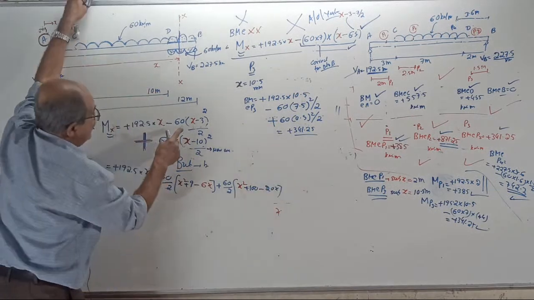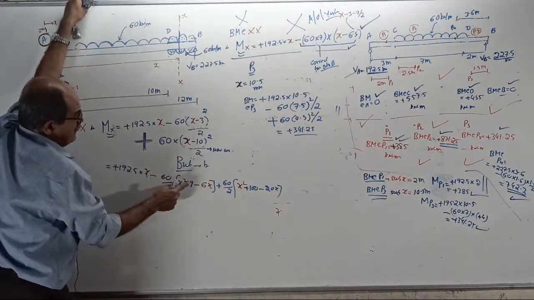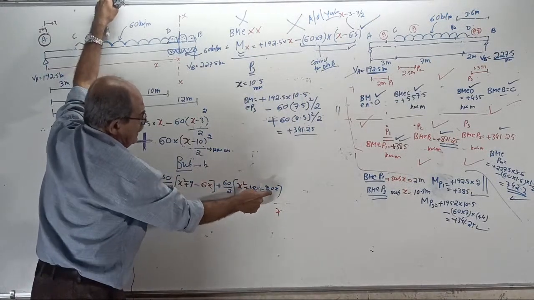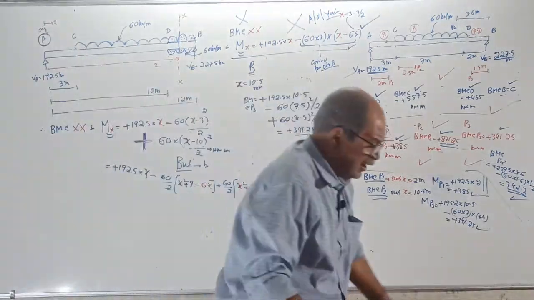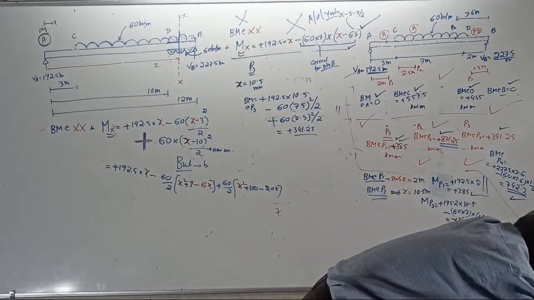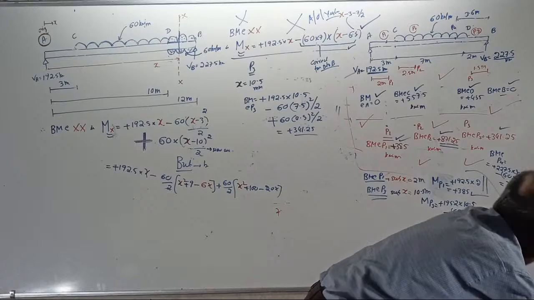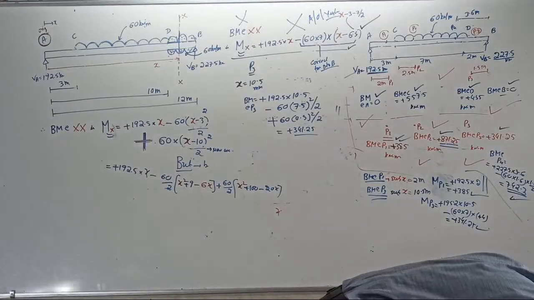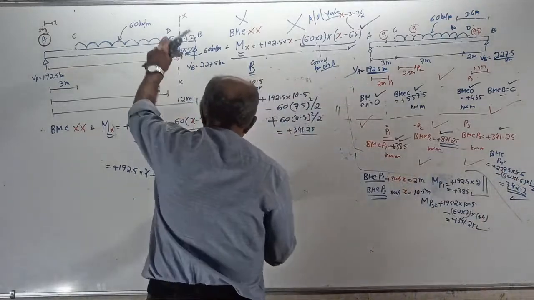Yes or no? (x − 3) squared is x² + 9 − 6x. (x − 10) whole squared is x² + 100 − 20x. Correct or not? First tell me. Correct or not? If I simplify that one beyond point C, beyond point D, tell me. Yes, okay. Now, see what happens.